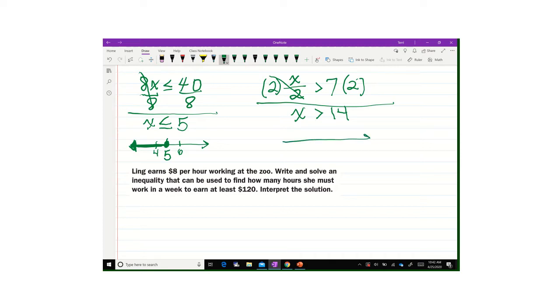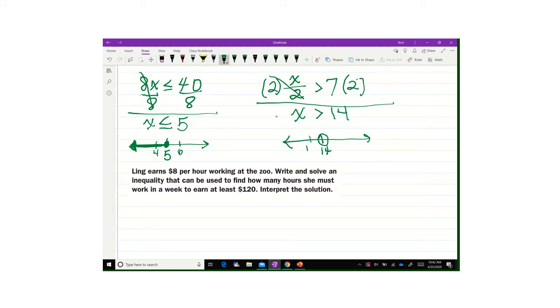Once again, let's draw our number line. 14 will go in the center. And then we ask ourselves by placing the 14 here for x, is 14 greater than 14? No, it's not. So then I'm going to use an open circle at 14 to show that 14 is not included as an answer to the set.